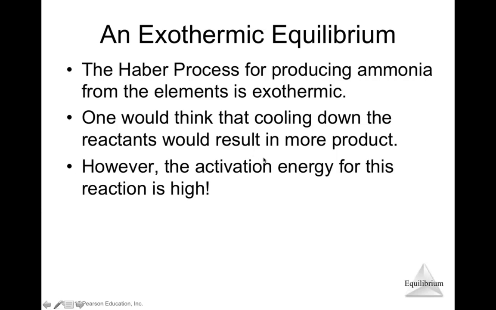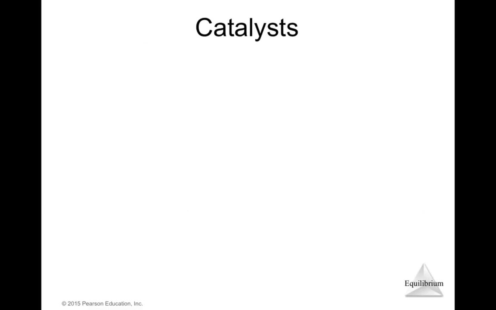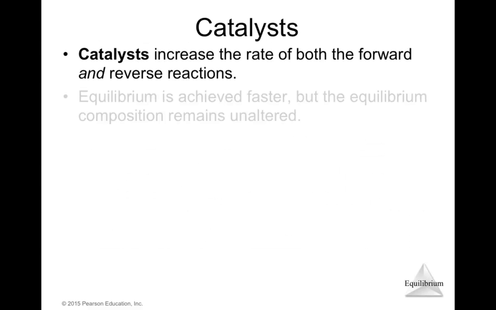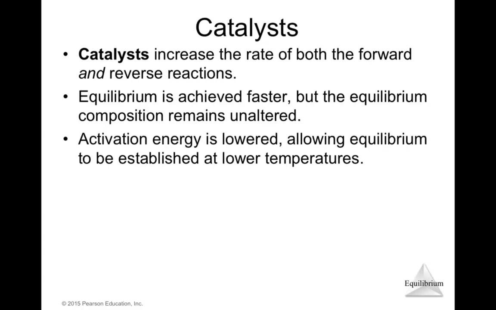So if we have a high activation energy, what can we use to decrease that activation energy? A catalyst. So this is the one instance where a system in equilibrium can be affected by a catalyst. The only way that a catalyst will affect an equilibrium is if this reaction has a high activation energy. So the catalyst increases the rate of both the forward and the reverse reaction, and the equilibrium is achieved faster, but the equilibrium composition remains unaltered. The activation energy is lowered, allowing equilibrium to be established at lower temperatures.